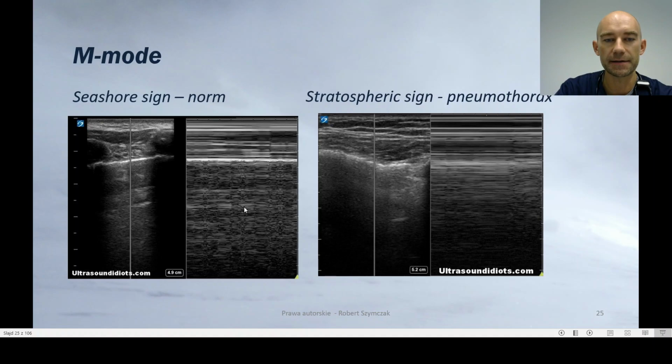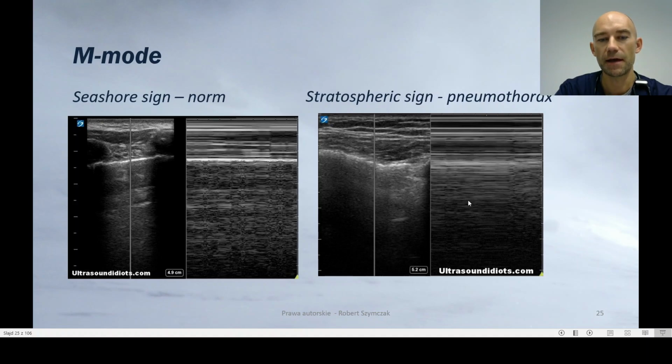And here we've got the sea. So feel like a comfortable situation, like on holidays by the sea. You can remember it like that. That's the norm. And when it comes to pneumothorax, you've got the stratosphere sign.